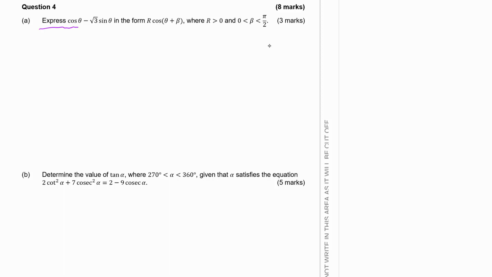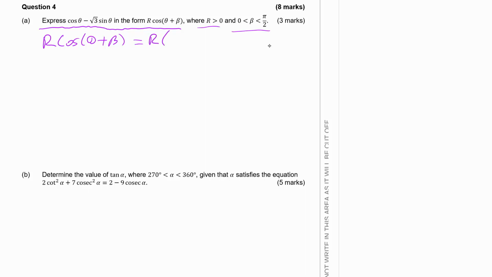We want to express cos theta minus root 3 sine theta in the form r cos(theta plus beta). R needs to be a positive constant, and beta is an angle between 0 and pi by 2 radians. So let's start by looking at r cos(theta plus beta). We know an expansion for cos(theta plus beta).